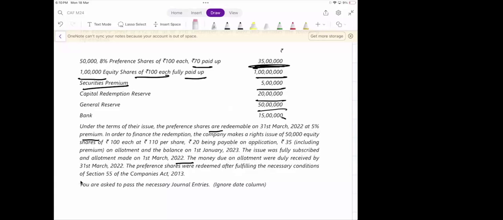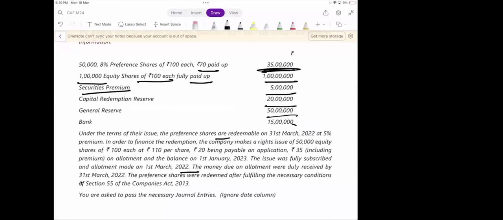You're asked to pass the necessary journal entry. Ignore the date column, but consider the dates, because everything is not called. I'll read it again. Now, let's look at the question.